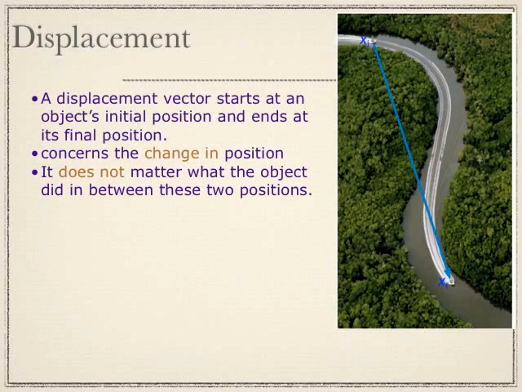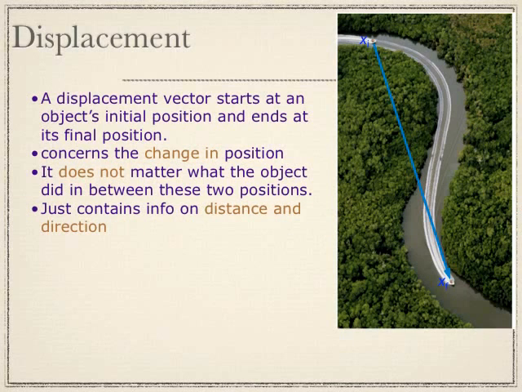If the initial position and final position are the same, the displacement would be the same. The boat could have stopped along this river and then started up again and still ended up at the final position, and it would have the same displacement. Displacement just contains information on the distance and the direction: the distance between final minus initial, and the direction, going from initial to final, from the tail to the head of the vector.